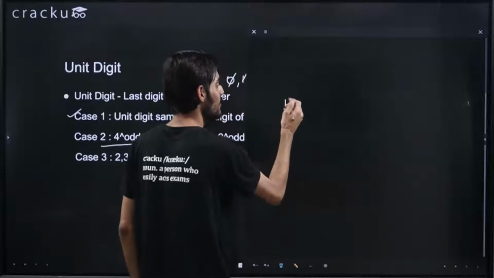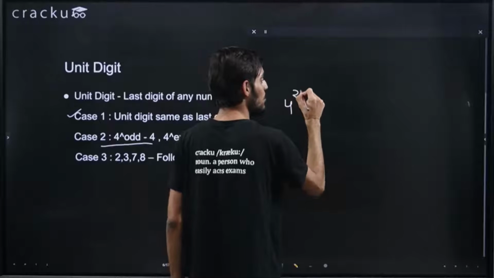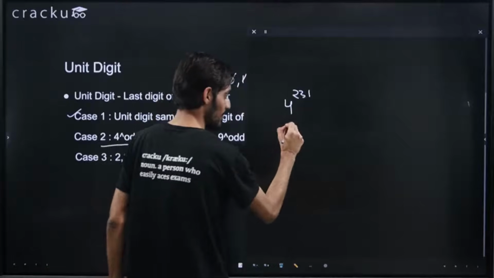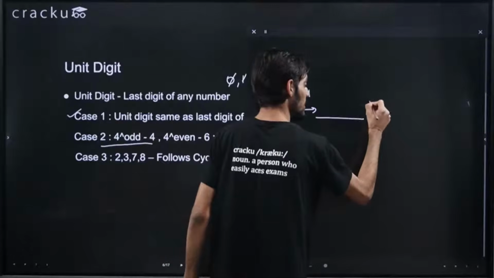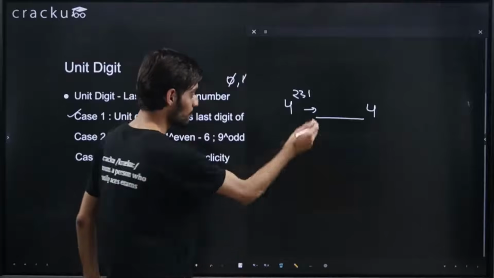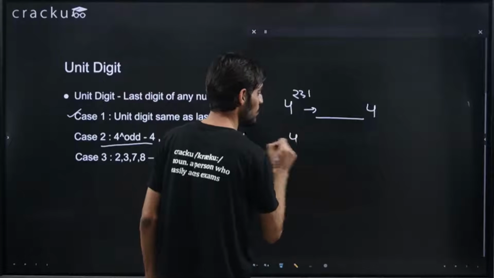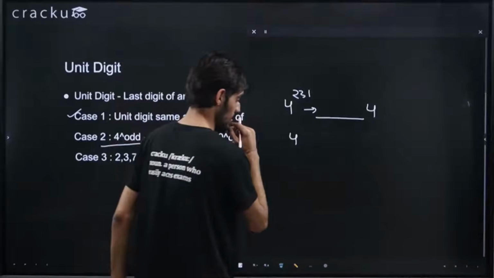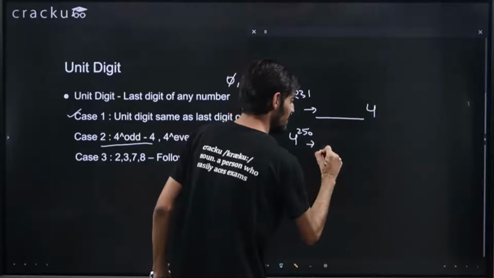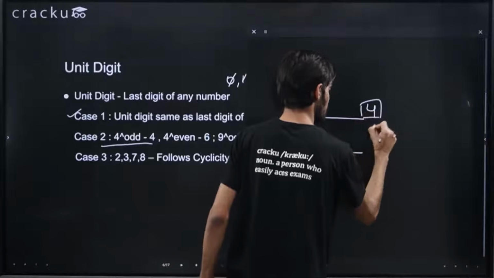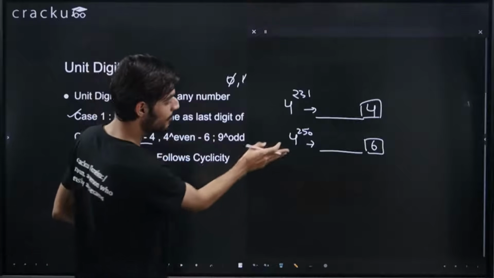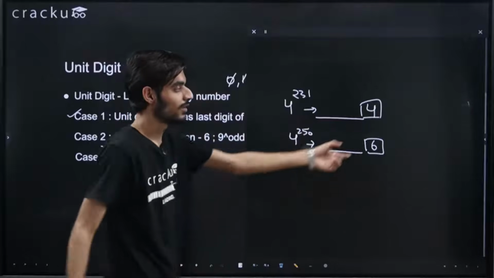For example, let's say I have a number 4 and it is raised to power 231. Because the power is odd, whatever number comes, the unit digit will always be 4. And if I had taken the same value, but the power is even, maybe let's say 250, then whatever the result will come, the unit digit will be 6. So just by looking at the power of any number that is ending in 4, we can tell what the unit digit will be.